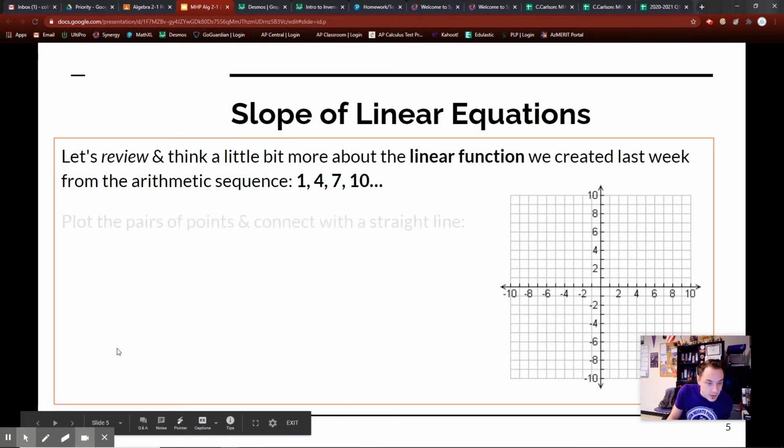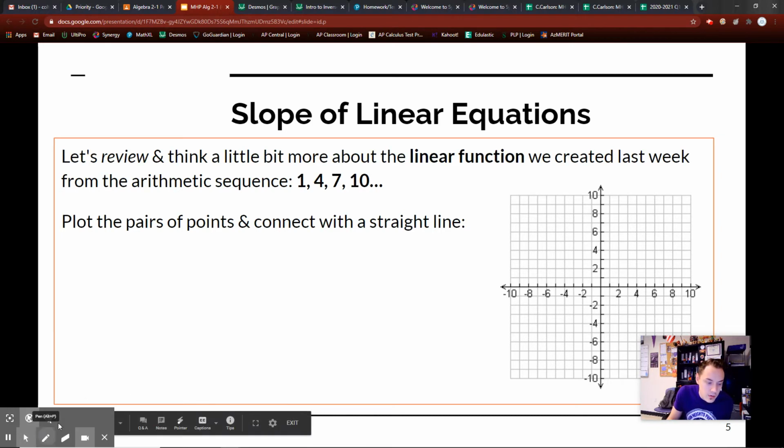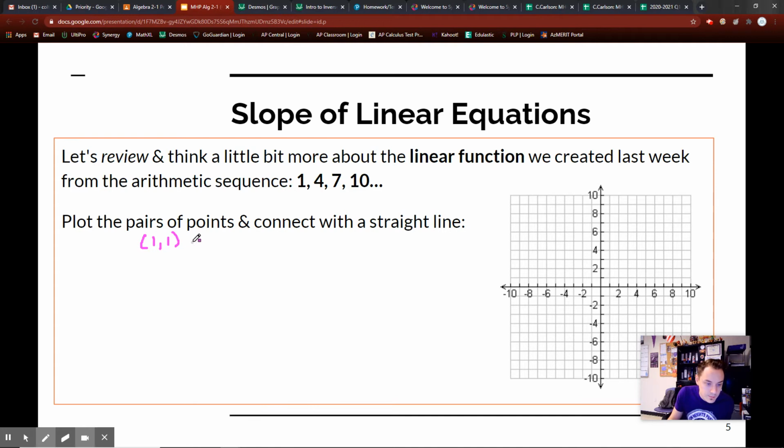All right. And then I want you to plot the points and connect a straight line. So if you recall, my points were (1, 1), (2, 4), (3, 7), and then I'm going to just stop here, (4, 10). These are the beginnings of my points. So we're going to try to plot this again and go from there.